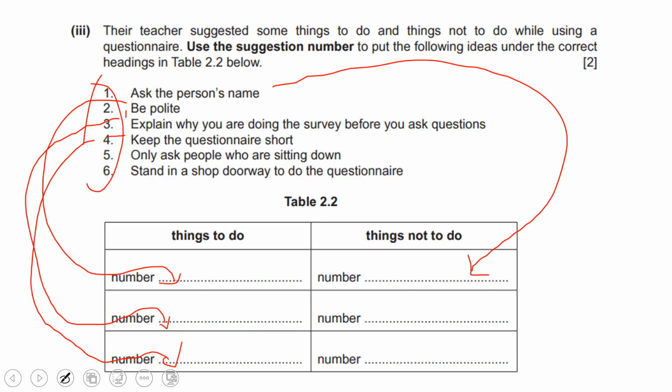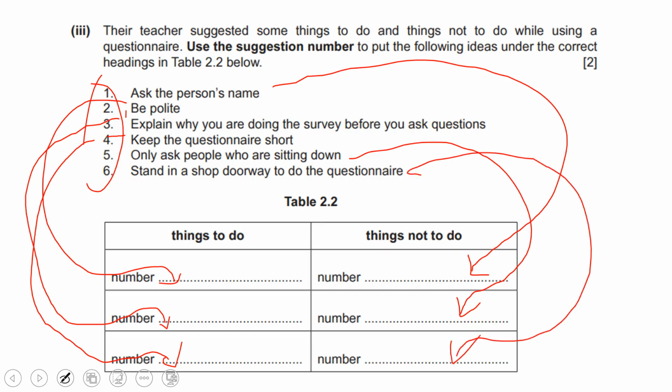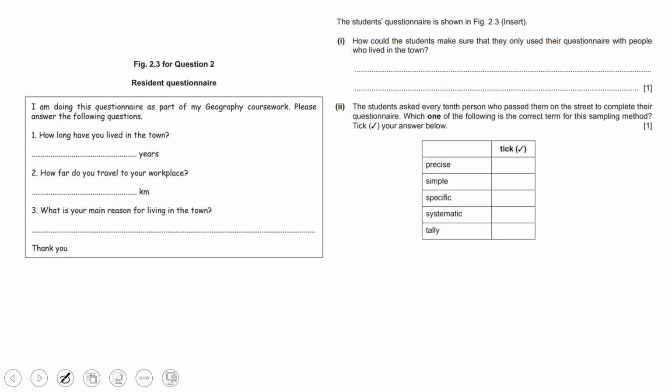So obviously we have only asked people who are sitting down. That is obviously things not to do. Stand in a shop doorway. That's not what you should do. So that's how you should spread it, but not with this line. I'm just describing it. You should write it out, please. Next, the student questionnaire is shown in figure 2.3 insert. Now, this is the questionnaire here.